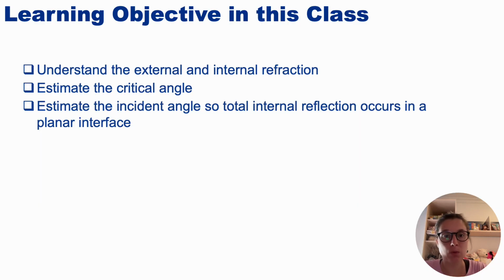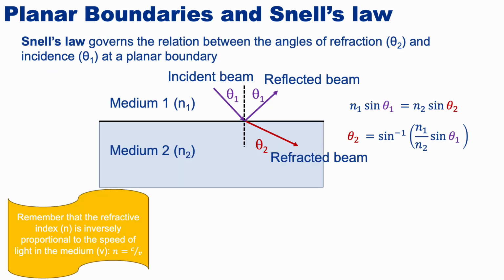In this video, we will understand the difference between external and internal refraction. We will also describe the phenomenon of total internal reflection and estimate the incidence angle called the critical angle, in which the refracted ray has an angle of 90 degrees.